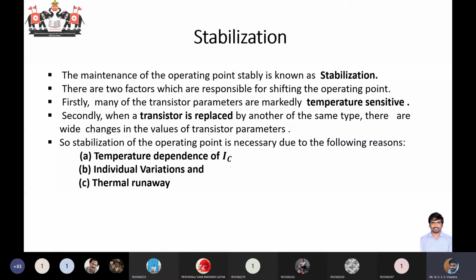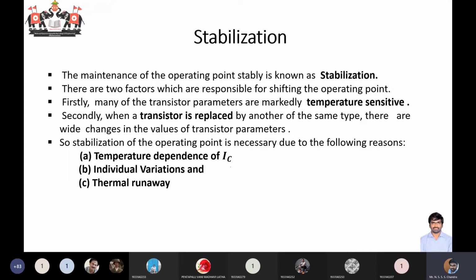Now let us come to the topic called stabilization. Stabilization is nothing but maintaining that operating point without any kind of disturbances. For small changes in the voltage, there should not be much distortion in this operating point. The operating point should not move away, so it should be almost a stable point.